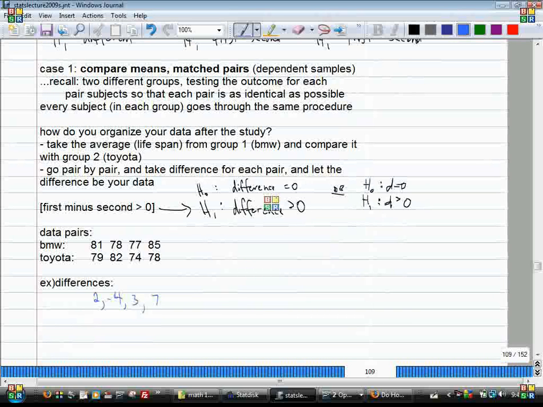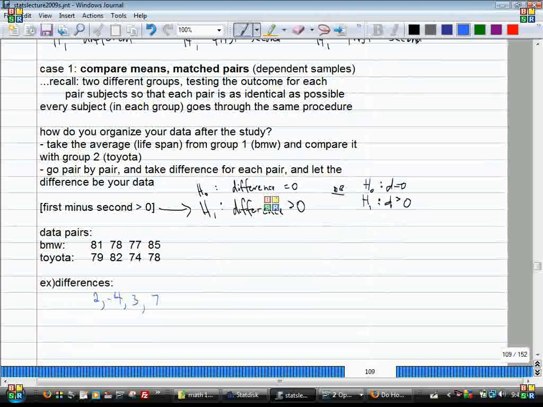Now again, what I want to emphasize is why are we allowed to take 81 minus 79? Because that was a pair. In our experimental design, we said that's the pair of 37-year-olds. Normally, when you have two groups of data, can you take one value minus another value? No, because they're not paired up. But here, we said we're going to pair them up. That's what matched pair design means.